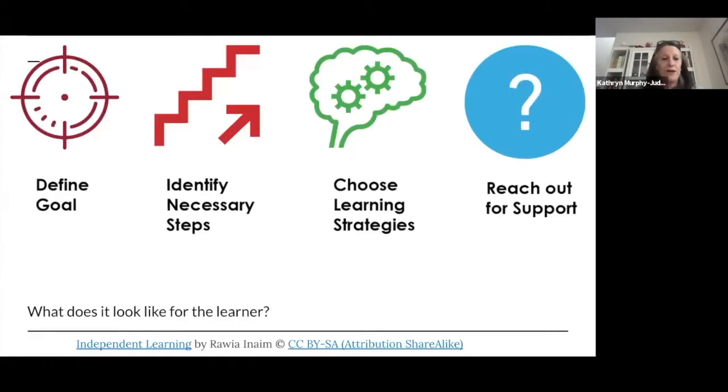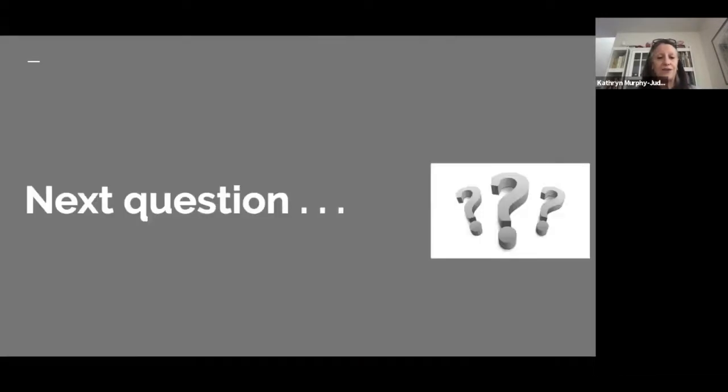So what self-directedness looks like for the learner is defining a goal, identifying the steps that are necessary to reach it, choosing learning strategies so that they can move along the path of those steps towards their ultimate goal, and knowing how to reach out and find support as learners, which may be regular classrooms, it may be online, it could be YouTube videos, it could be wikis, FAQs or different social media groups, Pinterest, lots of different support mechanisms today.